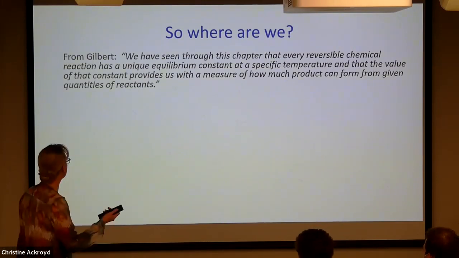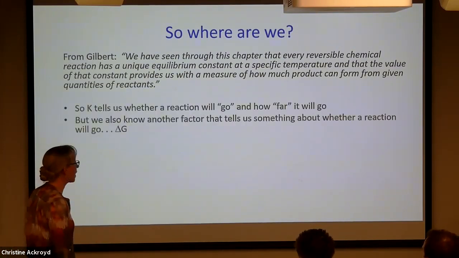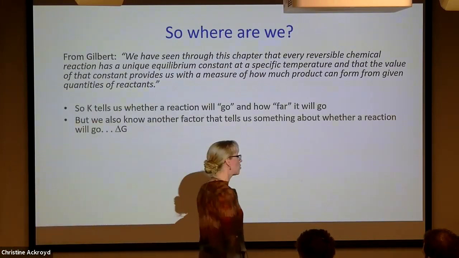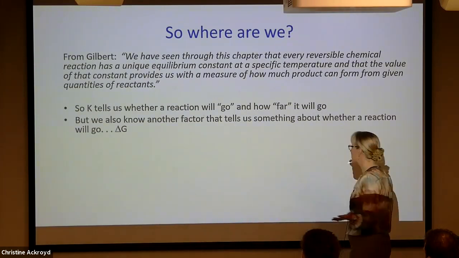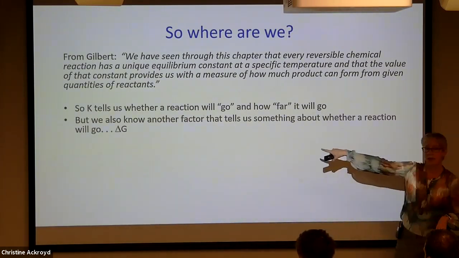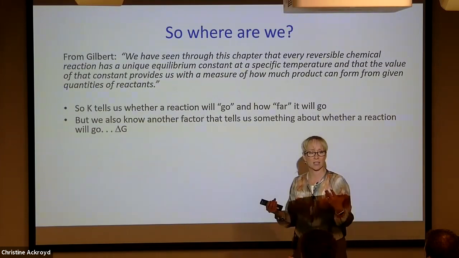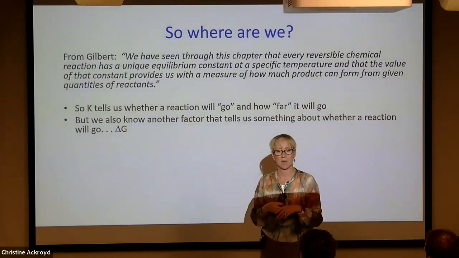Okay, so we have this equilibrium constant that tells us how much product can form. So K tells us what equilibrium will be when it comes to equilibrium. It tells us which way the reaction wants to end up.